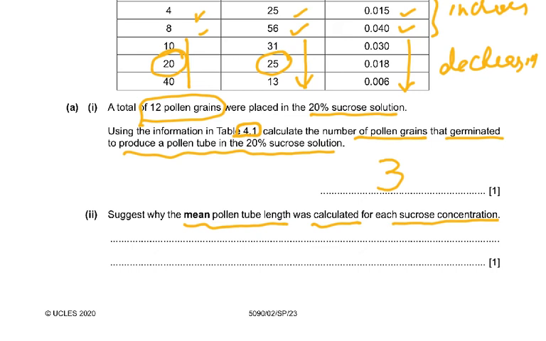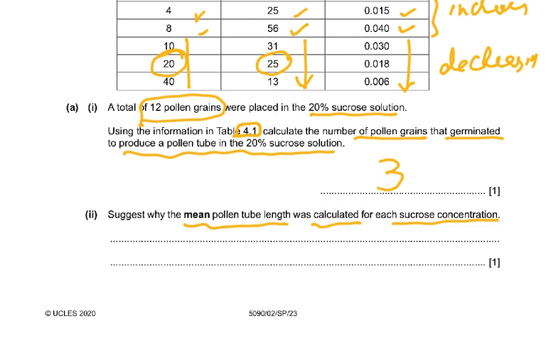So suggest why the mean pollen tube was calculated. Mean is a very good way of comparison. To enable a valid comparison, I take a test in school A and then I take a test in school B. And I say, okay, the mean in school A was this and the mean in school B was this. And of course, if the mean was less, then those students need to really do something to improve their skills in answering questions or improving their study skills.